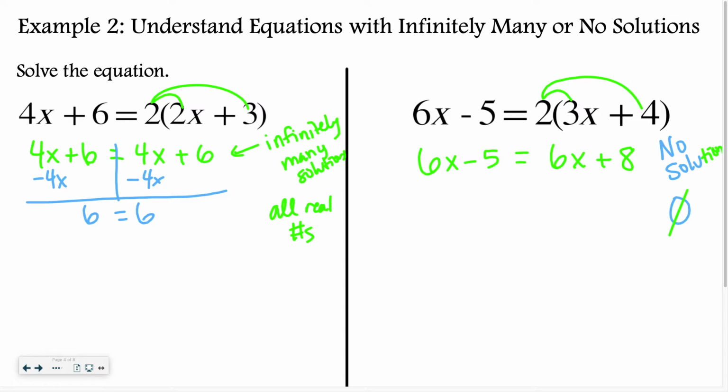So if you're, again, someone that moves quickly through your work and you didn't notice that you had the same number with your x on both sides and different numbers, then chances are you said minus 6x minus 6x, so you had negative 5 equals 8. Hopefully at this point you got a little alarmed. You said negative 5 never equals 8, and that should be what directs you to thinking this is no solution.